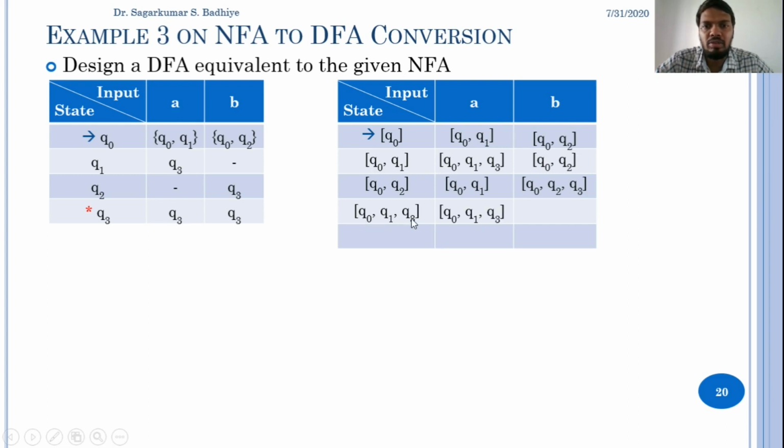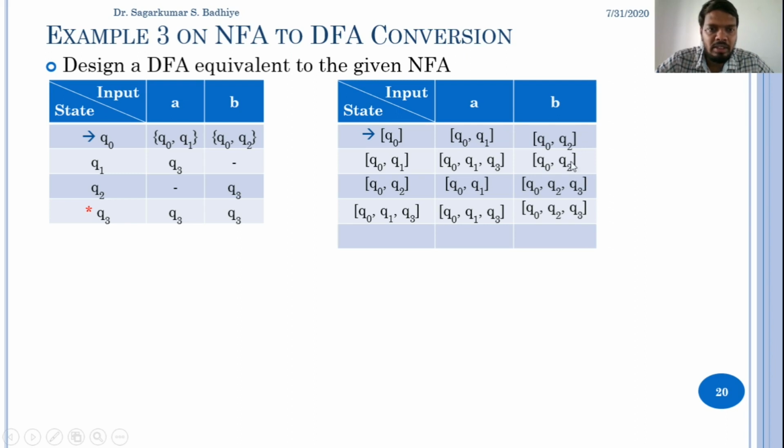Similarly, Q0 Q1 Q3 on getting B as input goes to a combination of: Q0 on B goes to Q0 Q2, Q1 on B goes to nowhere, and Q3 on B goes to Q3. So it will go to Q0 Q2 Q3. So Q0 Q1 Q3 on getting B will go to a new state Q0 Q2 Q3.